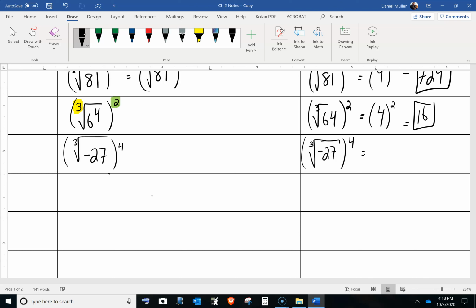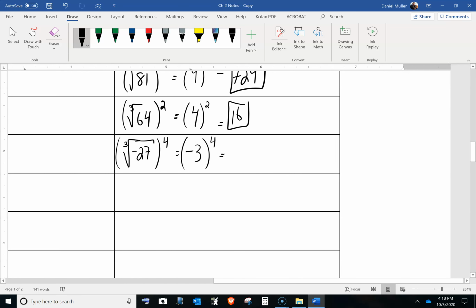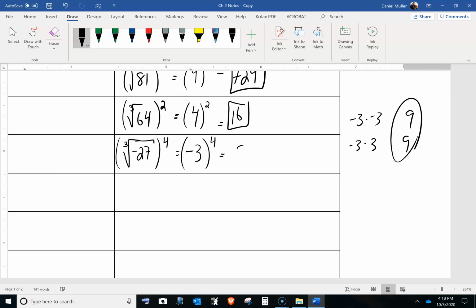Now, what number times itself three times gets you negative 27? Well, that is just a 3. 3 times 3 times 3 is 27, but then I have an odd number of negatives, so that gets me a negative. And then what's negative 3 four times? Negative 3 times negative 3 times negative 3 times negative 3. I know a negative 3 and a negative 3 is going to be 9, so I do that again. Negative 3 times negative 3 is also a 9, and 9 times 9 is 81.